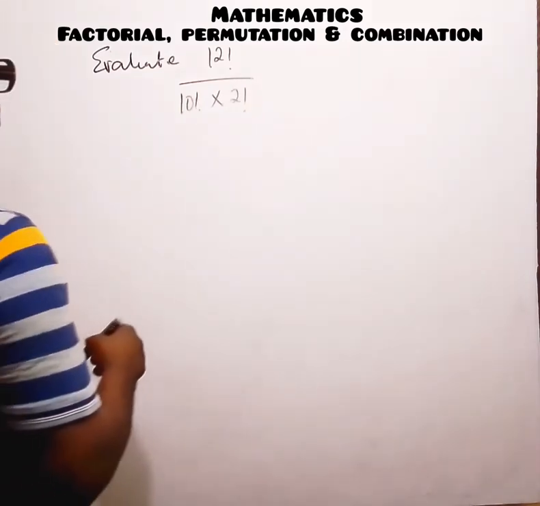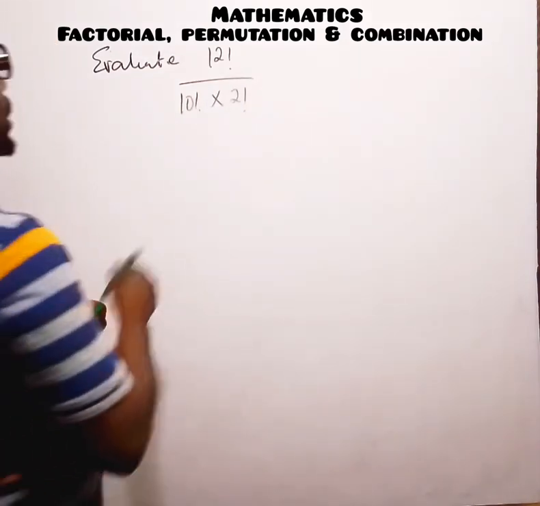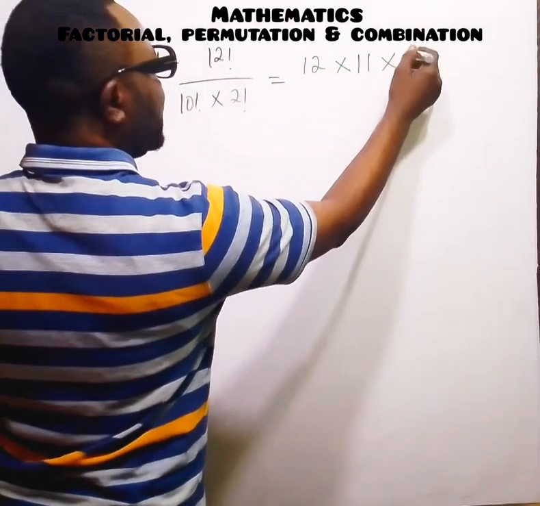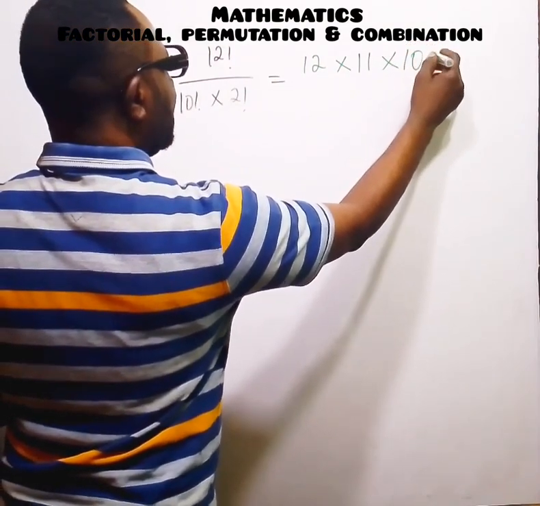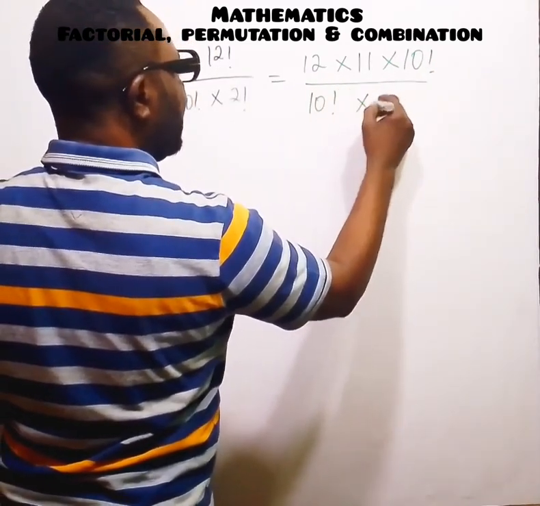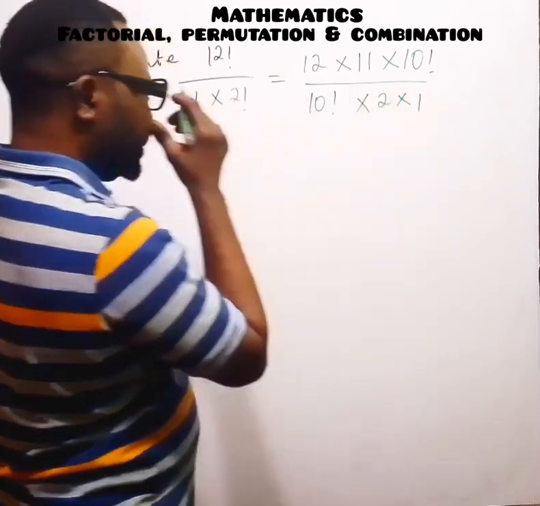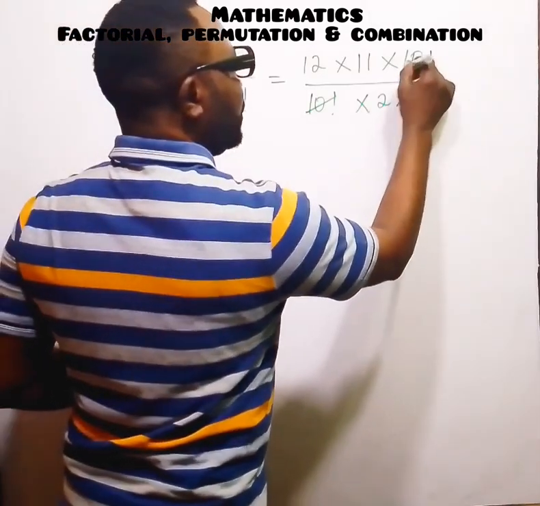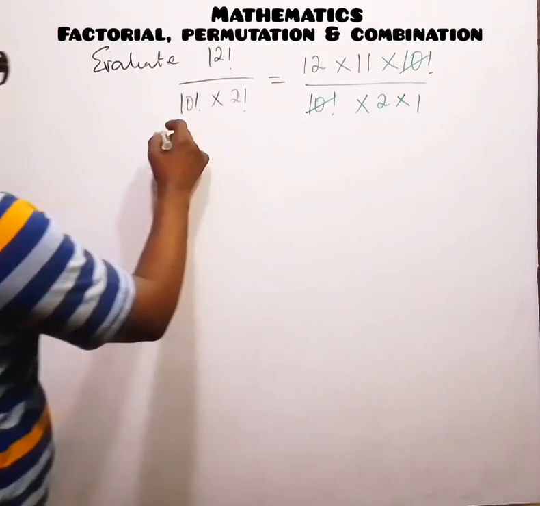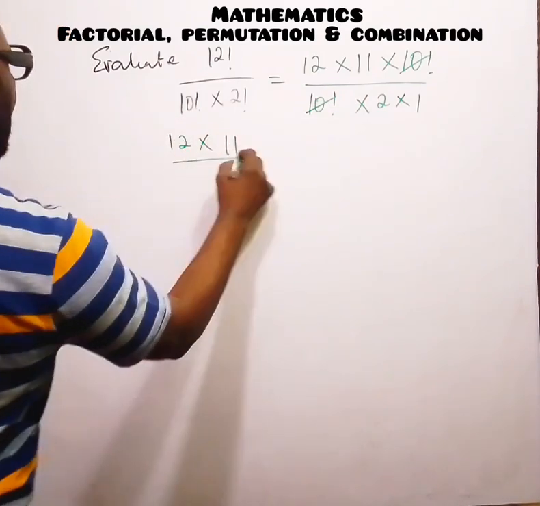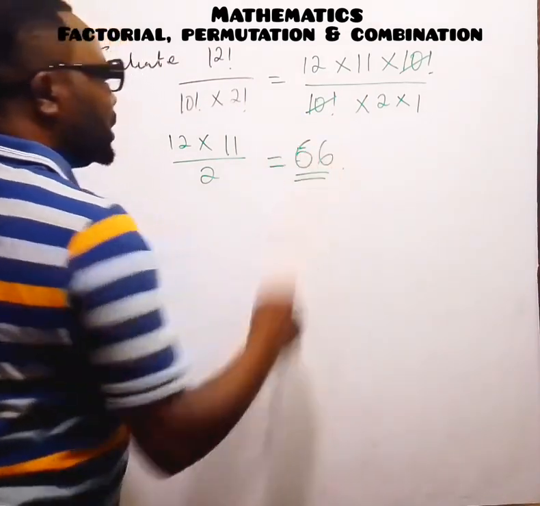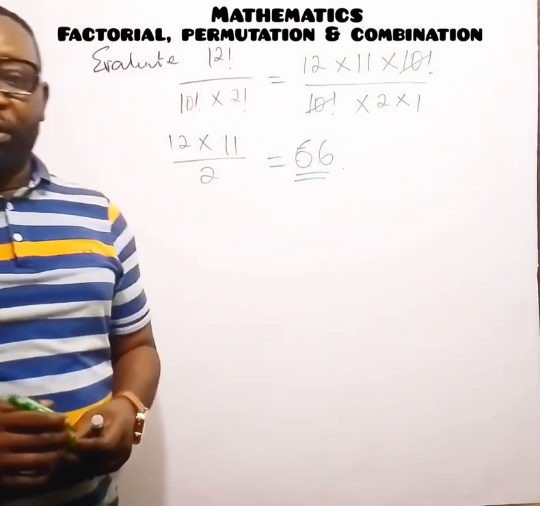This kind of a question, as we have it here, it means that you're going to have 12 multiplied by 11 multiplied by 10 factorial over 10 factorial multiplied by 2 times 1. In that regard, this 10 factorial, we cut this 10 factorial, leaving behind 12 multiplied by 11, all over 2. So which is going to give us 66. That is the answer to this question here, 66.